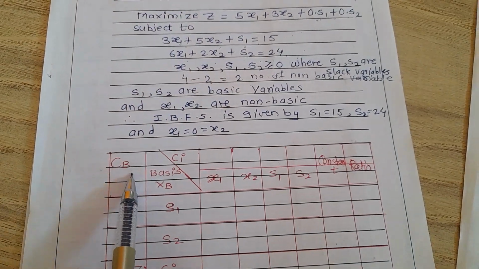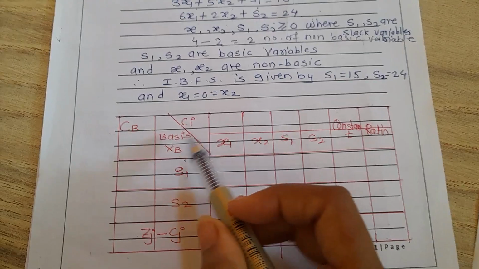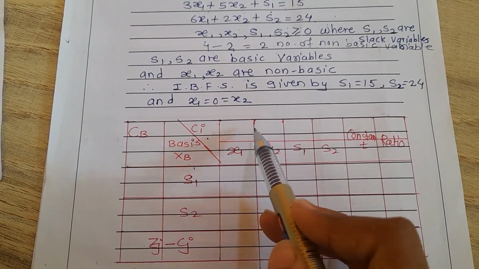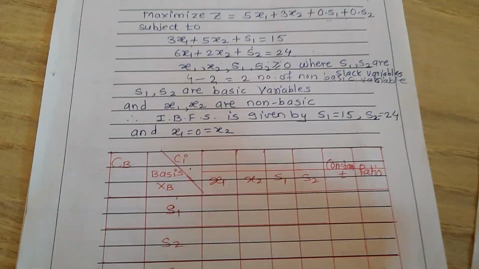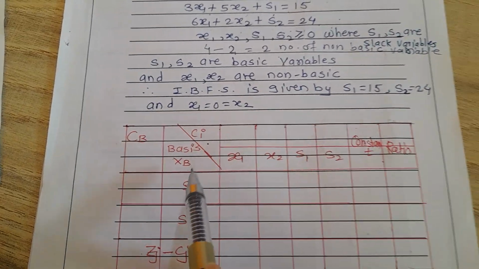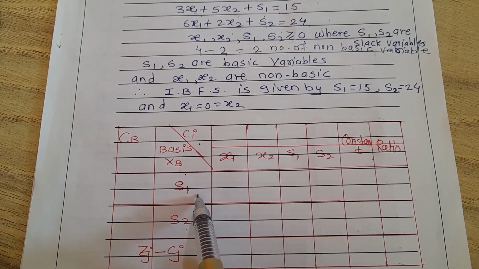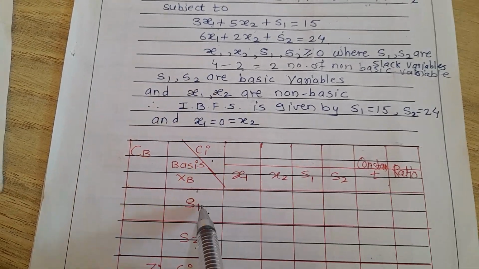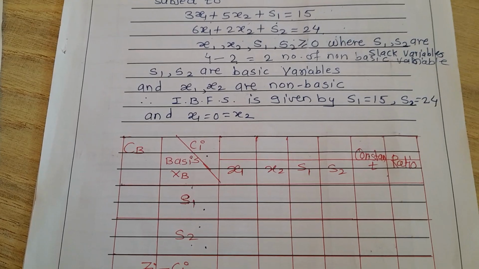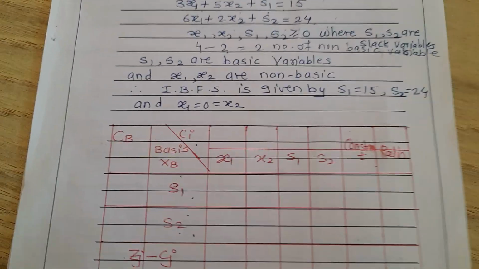In the table, CB means coefficient of basic variable, here basic variables, here Cj means coefficient of all variables in the objective function, here constant, here ratio, and here we write basis element. Which are the two basis elements? S1 and S2 are basis elements. Now we convert basic into non-basic element and non-basis into basis.